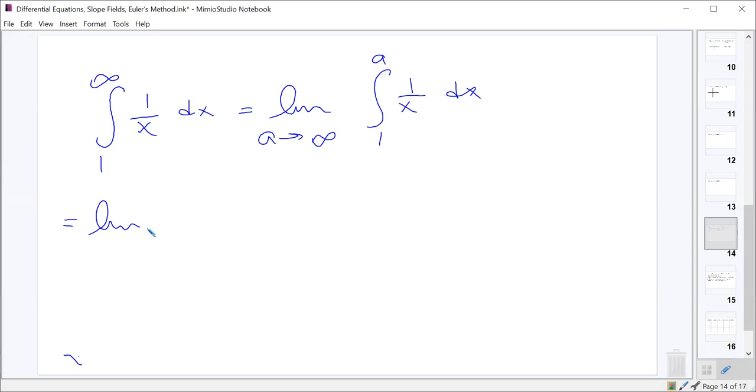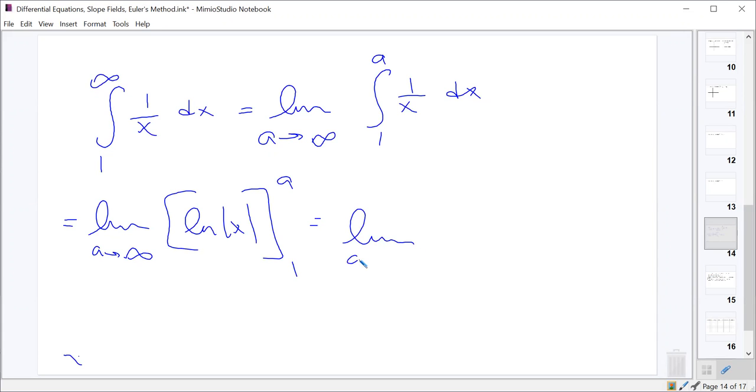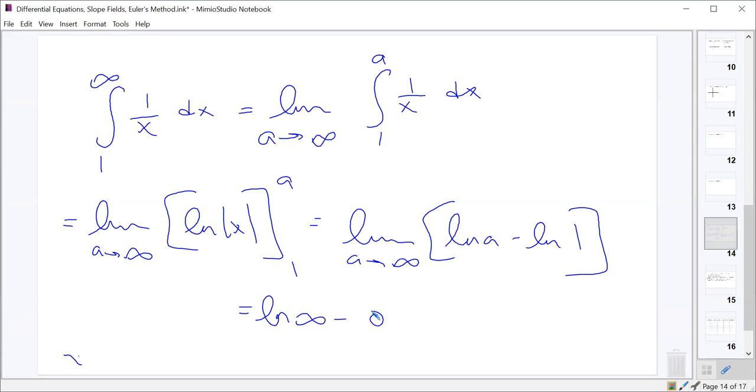So this should become the limit of a approaches infinity, and then the integral of 1 over x should be natural log absolute value x. We'll evaluate from 1 to a, and we get the limit, a approaches infinity of natural log a minus natural log 1. Since a is going towards infinity, we can drop the absolute value because we know it's positive. Since 1 is positive, we can drop the absolute value on it. And we end up with natural log of infinity minus 0, and that should be infinite. This is infinity. And so we'll then say that this integral diverges.